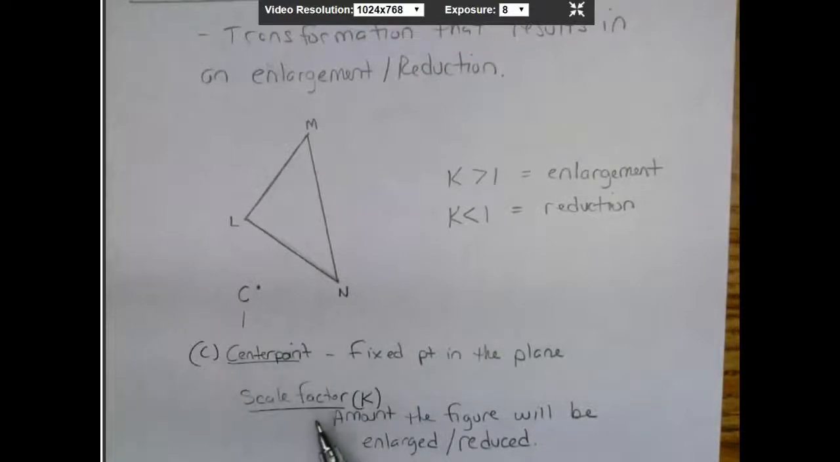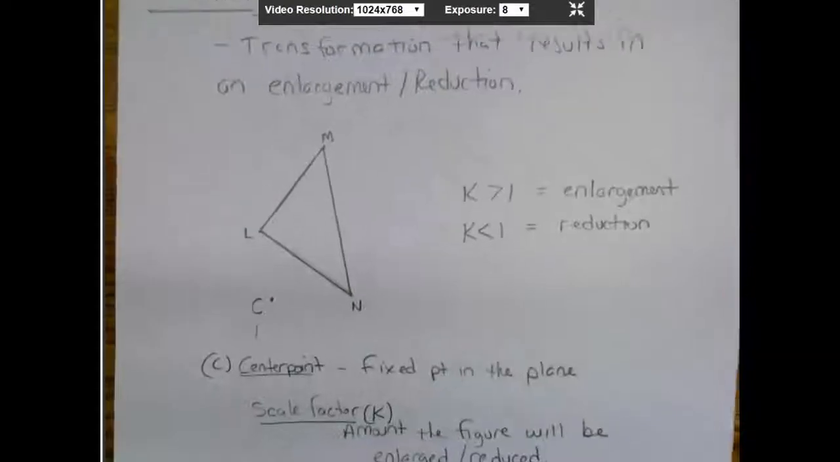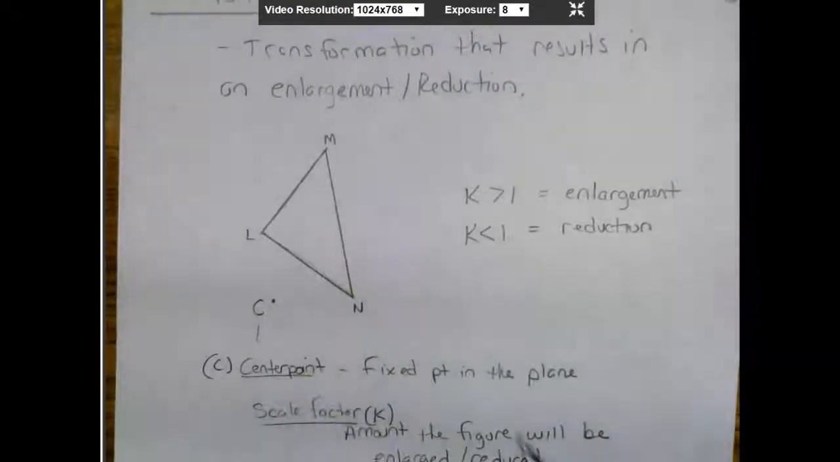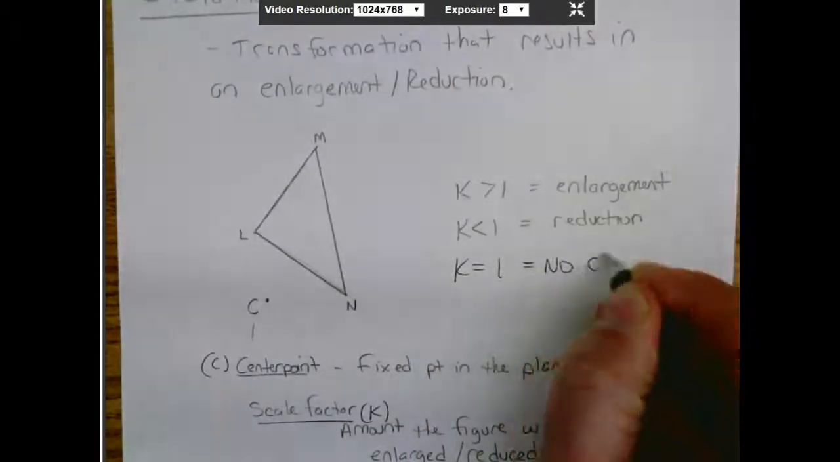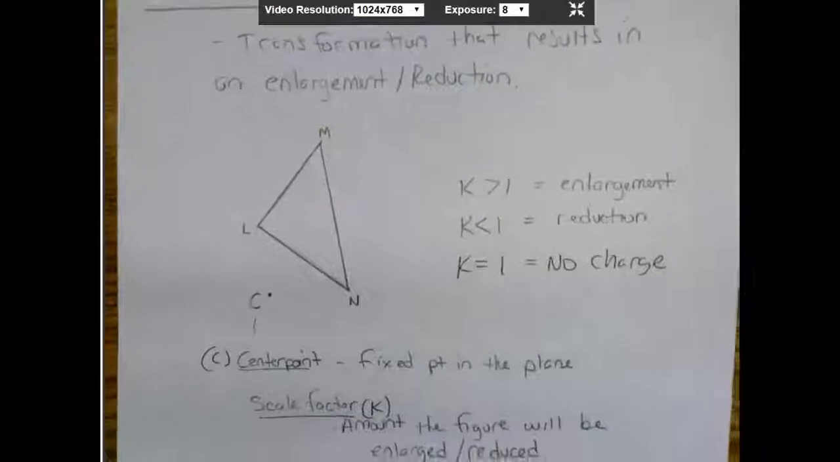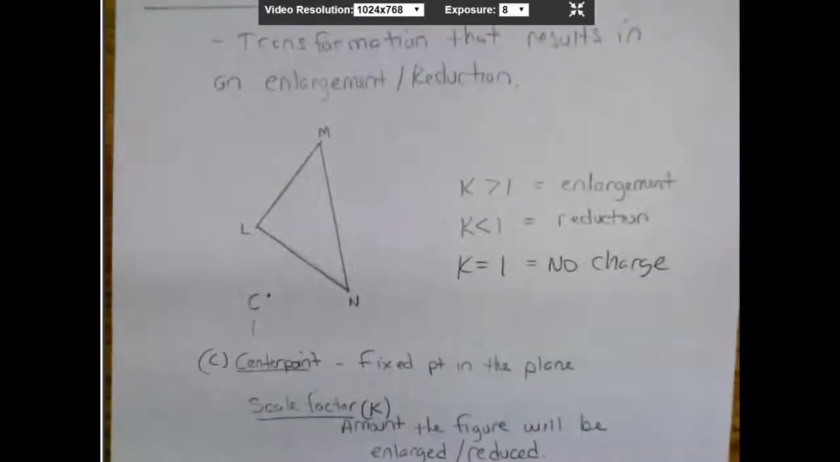Then we have something called a scale factor, and the letter they use for that is K, and K just refers to the amount the figure will be enlarged or reduced. We can know just by looking at this shape, or kind of looking at the rules, if K is greater than 1, it's an enlargement. If K is less than 1, it is a reduction. And if K is equal to 1, there's really no change. It's really the same size. Okay. So those are some important terms.